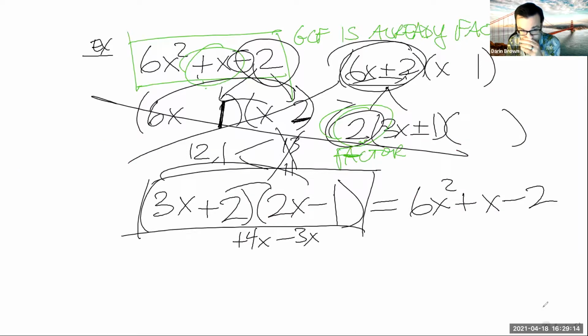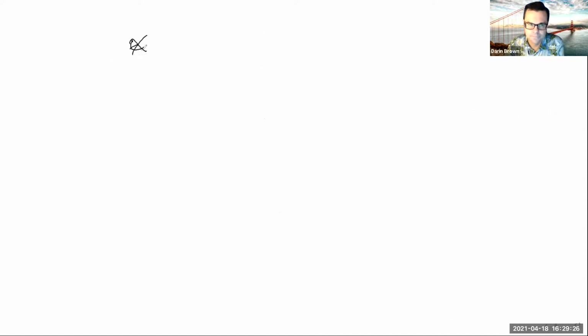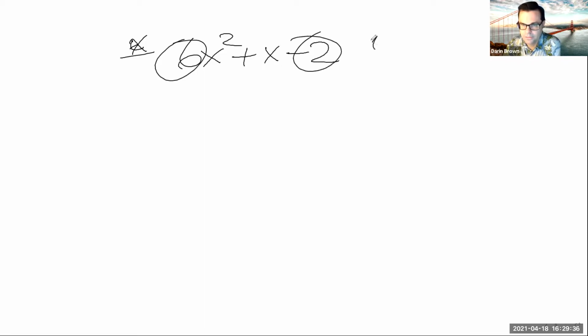Okay. Well, let's look at another example. Sorry, my allergies are sky high today. 6x squared plus x minus 2. Let's look at that. Plus x minus 2. Okay, so now we look at 6 and 2. 6 times 2 is 12. So that's our key number.